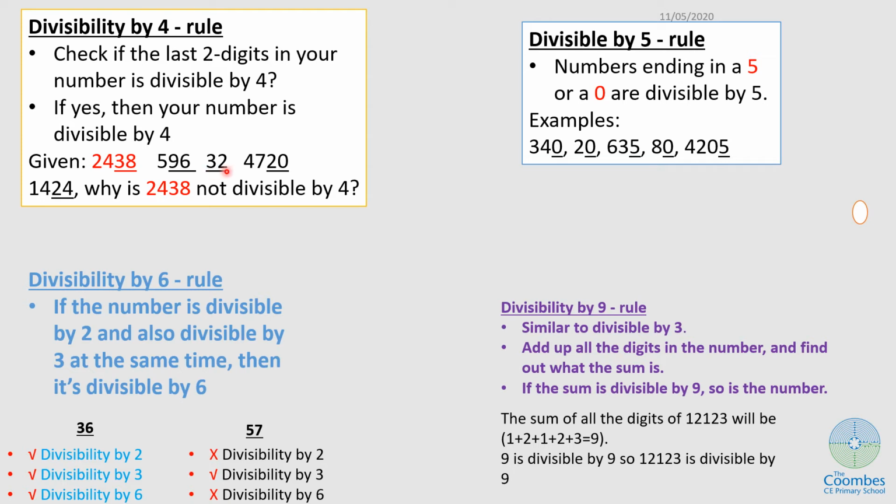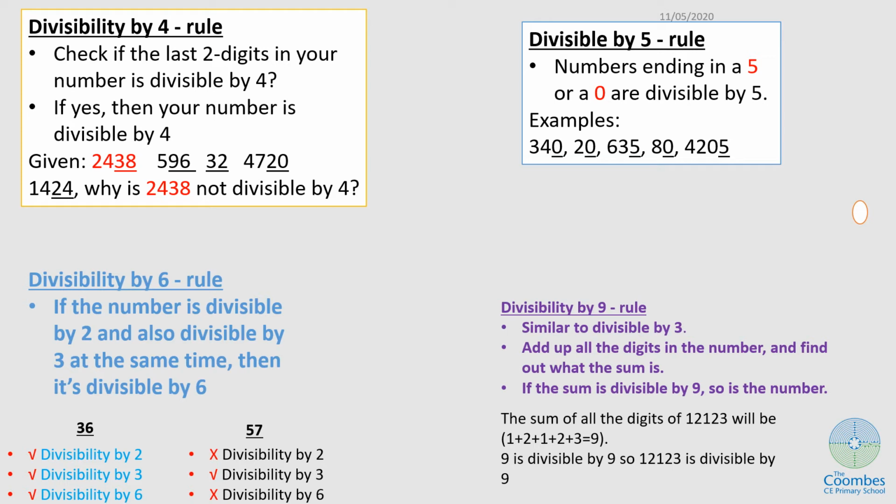Is 32 divisible by 4? Yes. So the whole number is divisible by 4. Is 20 divisible by 4? Yes. So the whole number is divisible by 4. And the last one, is 24 divisible by 4? Yes. So the whole number is divisible by 4. So the only number that is not divisible by 4 is the first one.